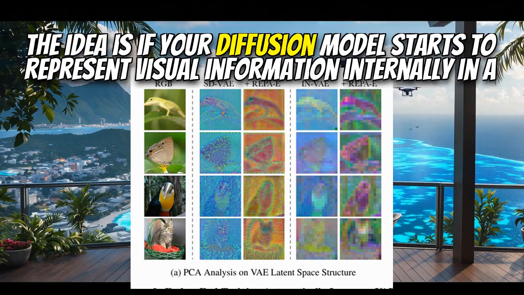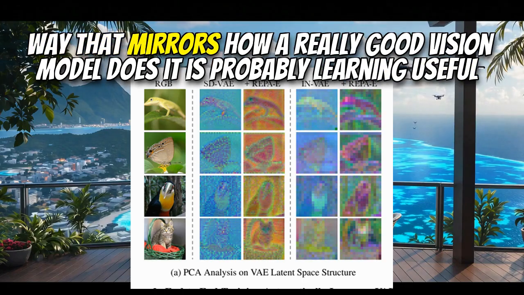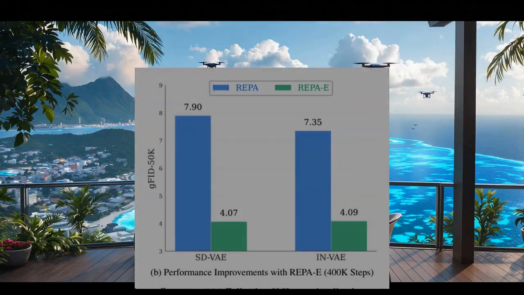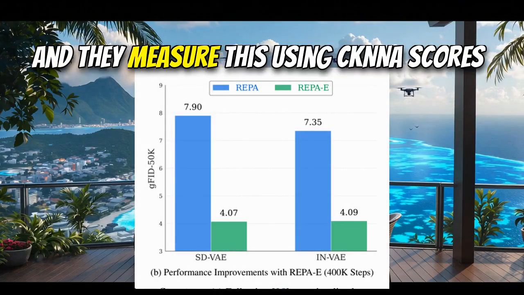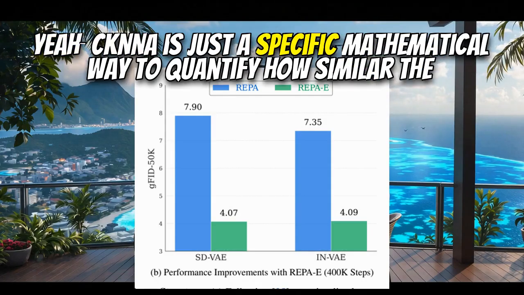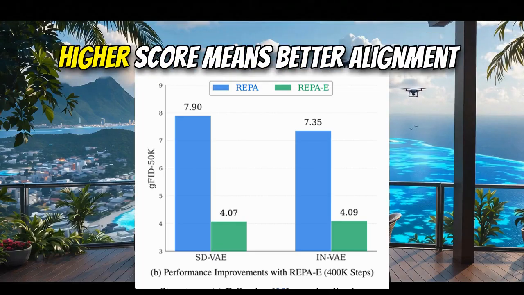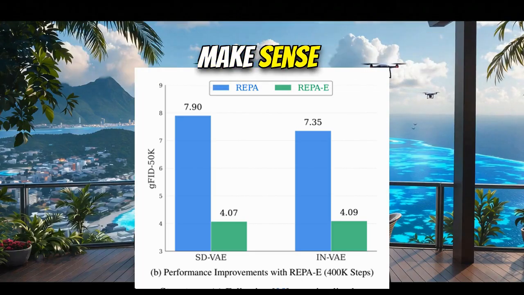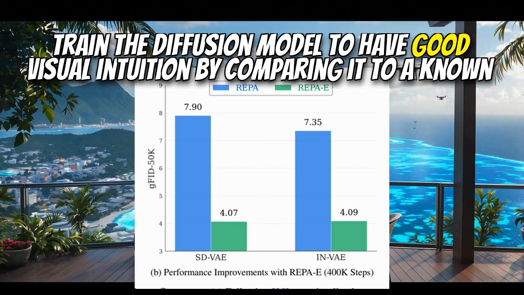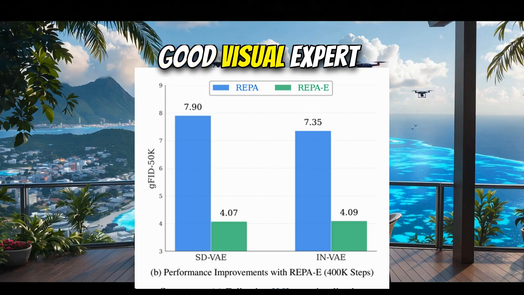The idea is, if your diffusion model starts to represent visual information internally in a way that mirrors how a really good vision model does it, it's probably learning useful, semantically rich features. And they measure this using CKNNA scores. Yeah, CKNNA is just a specific mathematical way to quantify how similar the representations are between these two networks. Higher score means better alignment. Makes sense. Train the diffusion model to have good visual intuition by comparing it to a known good visual expert.